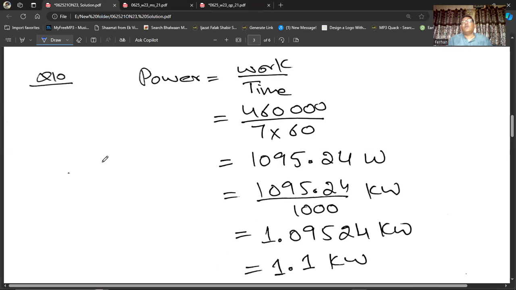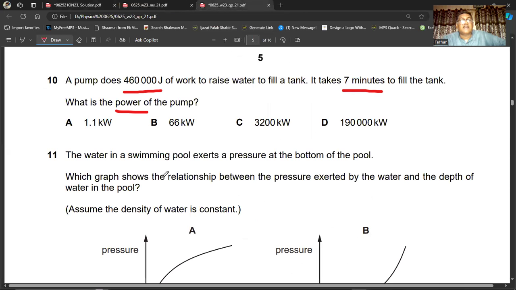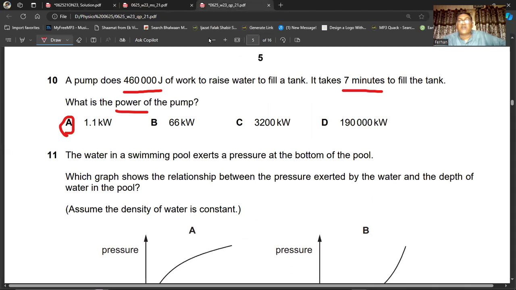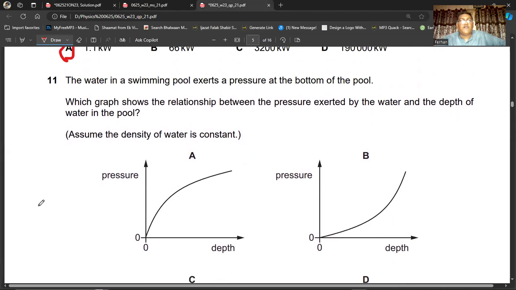But the answers are in kilowatts, so I will divide both the sides by 1000 to convert the watts into kilowatts. So you will have 1.09524 kilowatt, which, when you round it off, is 1.1 kilowatt. So 1.1 kilowatt is a choice. So I think question number 10, A is the choice. The answer is right, sir. So now we are going to the next question. That is question number 11.